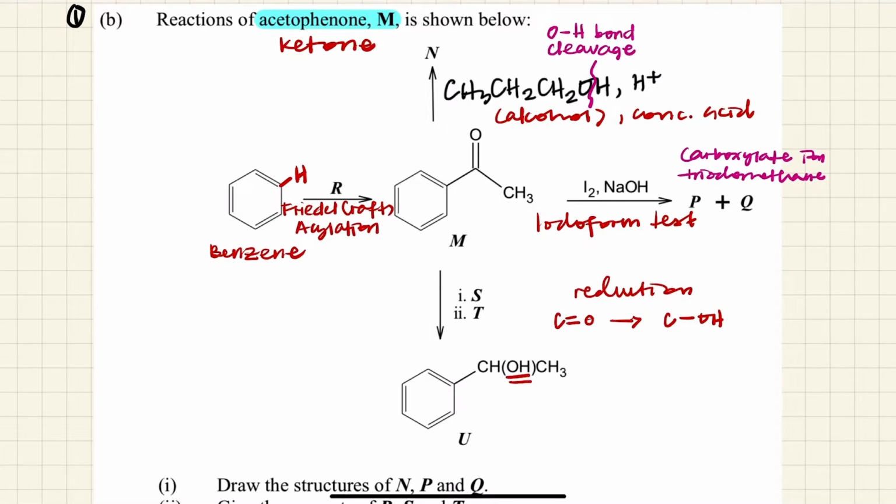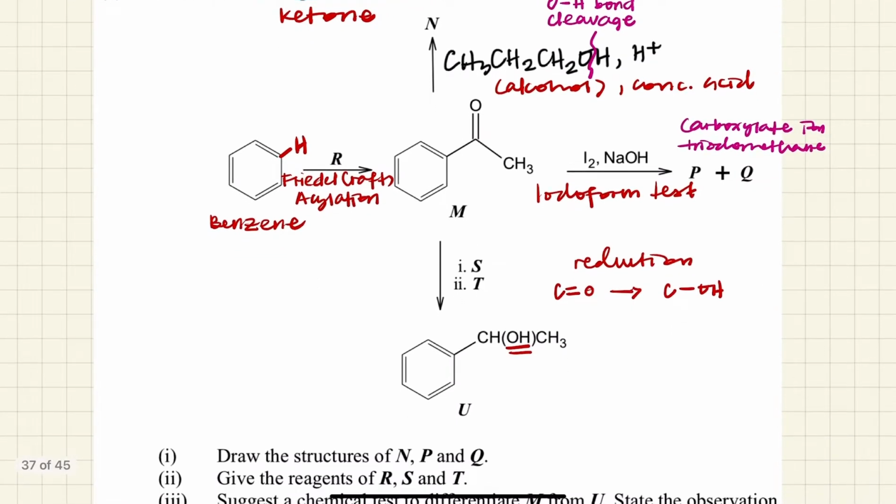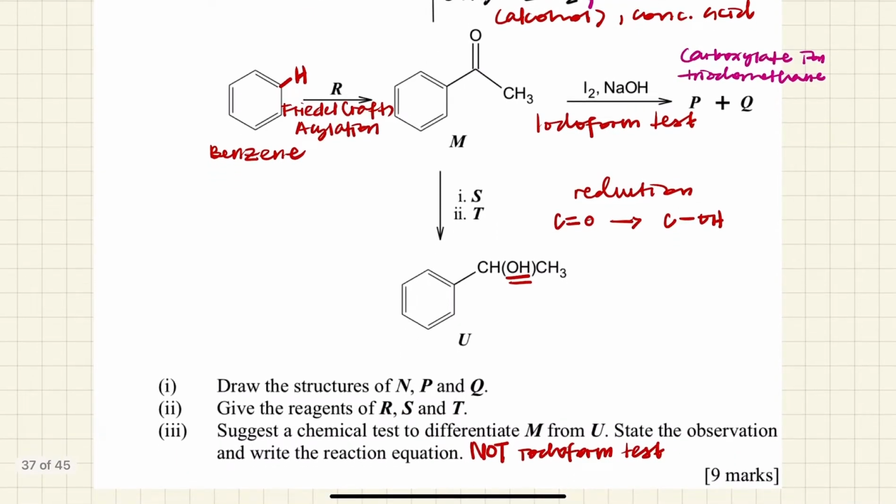Next we are going to look at the second question, which is giving the reagents of R, S and T. So let's look at R first. This reaction is involving your benzene ring, and your benzene ring now has a ketone, C double bond O, and a methyl group at the end. So this means that your hydrogen here is being substituted with this substituent.